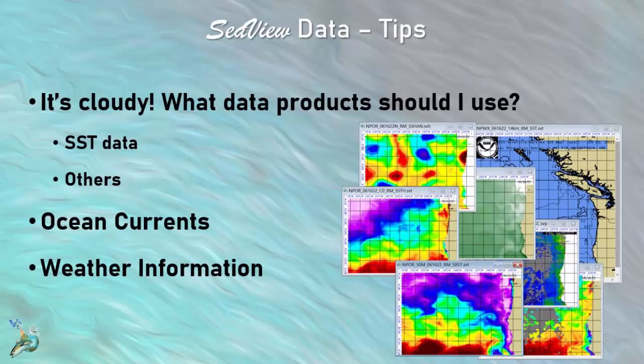It's cloudy. That's my first topic, because it's one of the biggest questions we get, especially now on the west coast of the US and Canada. It's a cloudy time of year. So I'll talk about what products to use, both sea surface temperature and all sorts of other stuff. I will get into our ocean currents. We have a new set of ocean currents, which I want to talk about, but I'll talk about all the different types because I get those questions a lot too: what's the difference between them and so forth.